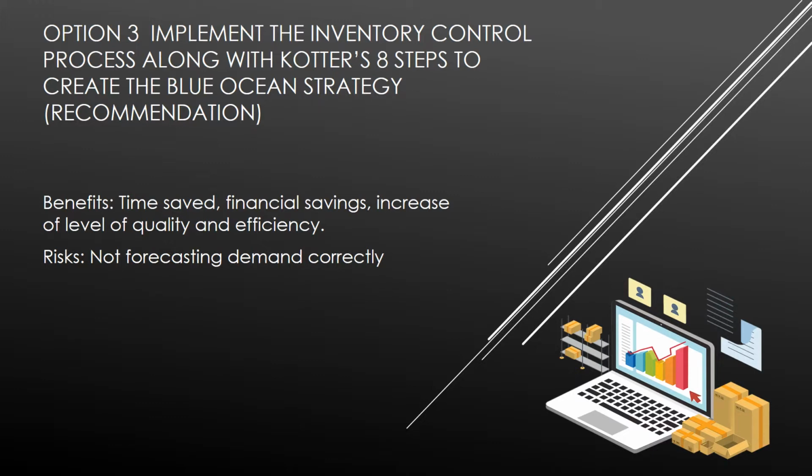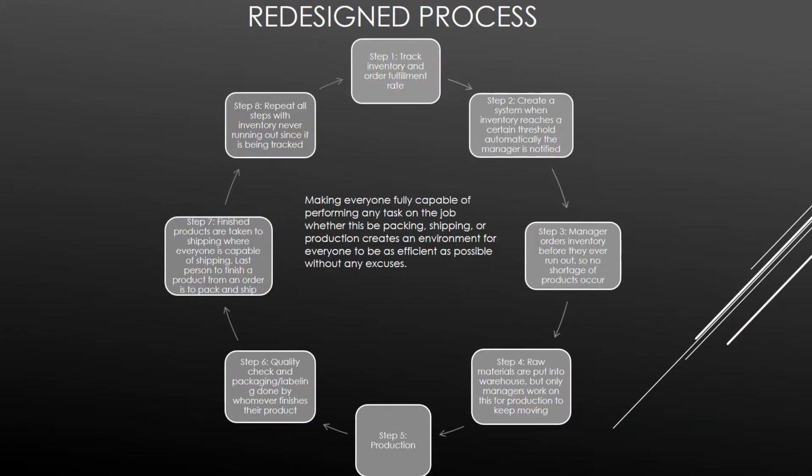The possible risk of implementing this is not forecasting demand correctly, since we are always ordering ahead of time trying to create the just-in-time strategy. So the new redesigned process is as follows. Step 1, track inventory and order fulfillment rate. Step 2, create a system where, when inventory reaches a certain threshold, the manager is automatically notified. Step 3, the manager orders inventory before they run out, so no shortage of products occurs.